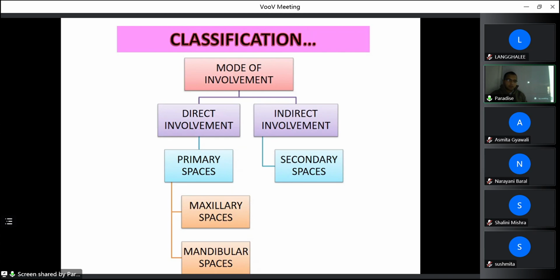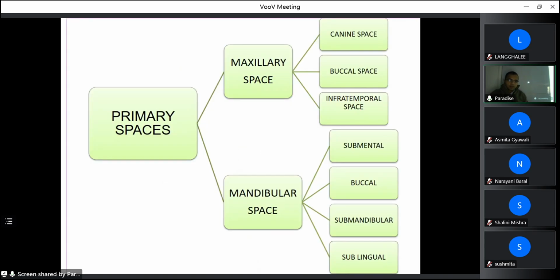Again, in primary spaces, there are maxillary spaces and mandibular primary spaces. So in case of primary space, in maxilla, there is canine space. It is also known as infraorbital space. There is buccal space and infratemporal space. In case of mandible, there is submental space, buccal space, submandibular space, and sublingual space.